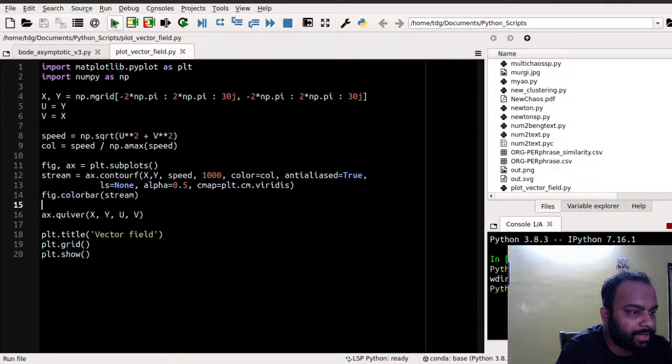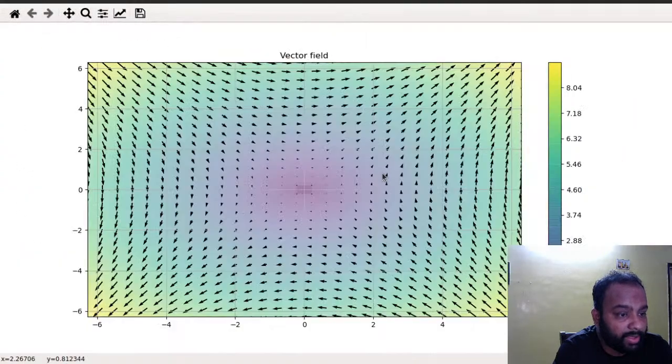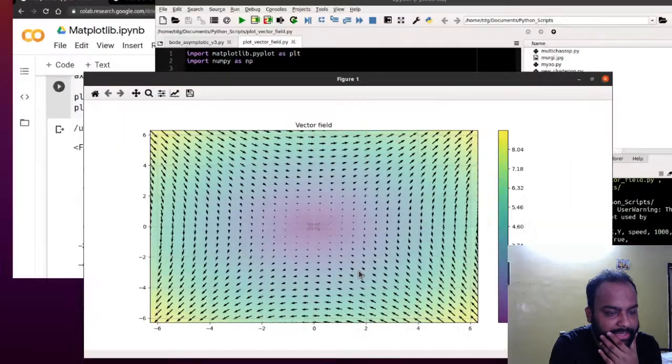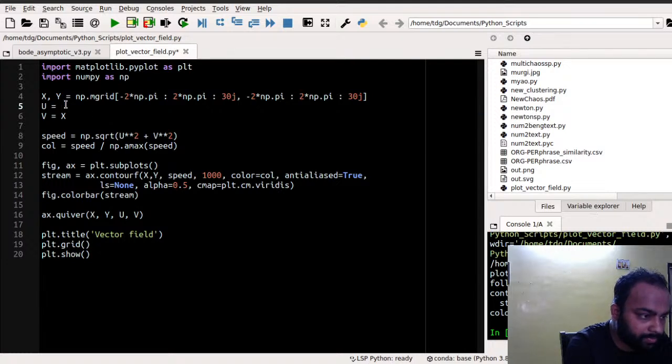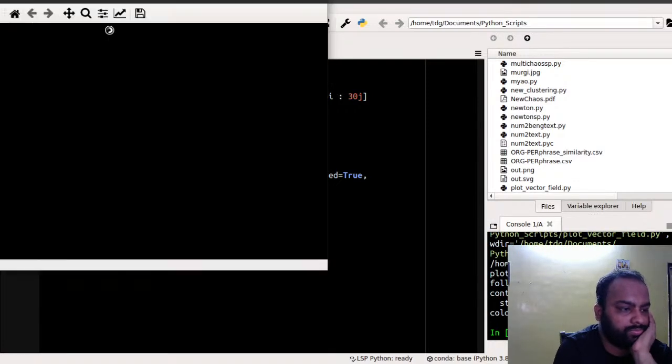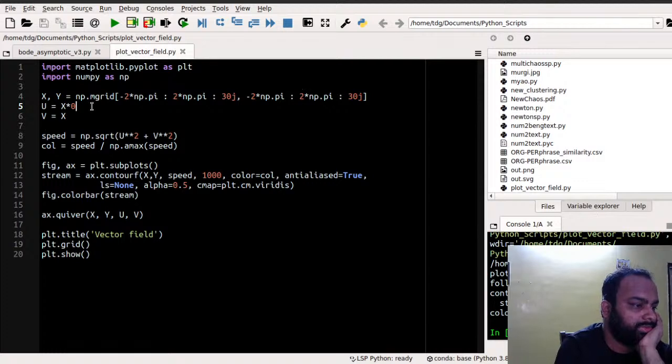I particularly made this plot when I was teaching electromagnetic field theory, to represent vector fields, for example. So let me show you a pretty simple example. Say, all right, let me just insert this x.